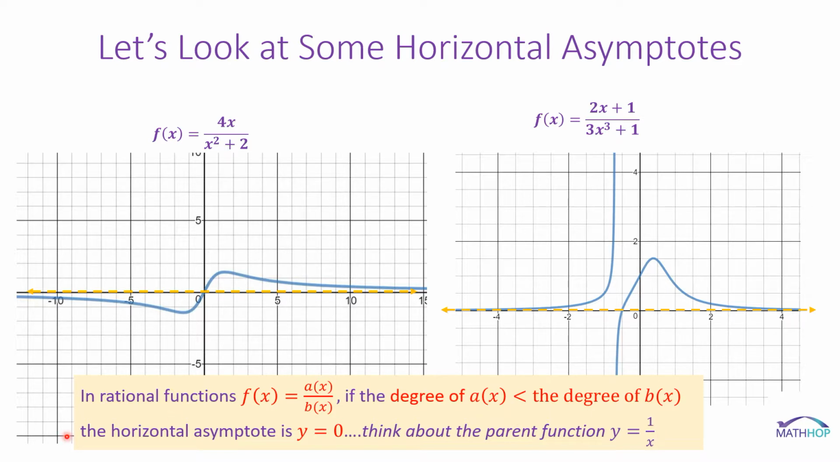All right, so what should we conclude about this? Here's my rule. Here is my function. For sure, 4x over x squared plus 2 has a horizontal asymptote at y equals 0. And the same for (2x plus 1) over (3x cubed plus 1). Okay, so that's one rule down, 2 to go.